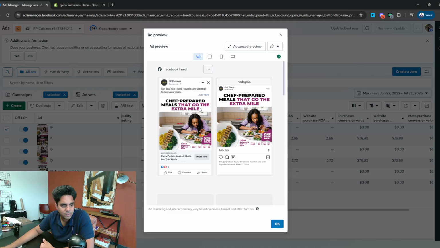Chef prepared meals that go the extra mile. 1 free meal. There's a lot of reasons why this ad probably didn't work. It's not specific enough. Chef prepared meals that go the extra mile. What does that mean? What does it mean to go the extra mile? It means nothing. This is not a great ad. Chef prepared meals that go the extra mile. 1 free meal, good offer. See, that's not the reason it failed. That's still a good offer.